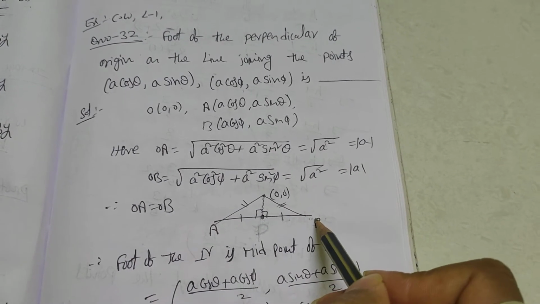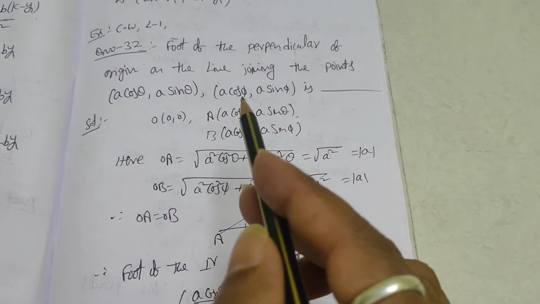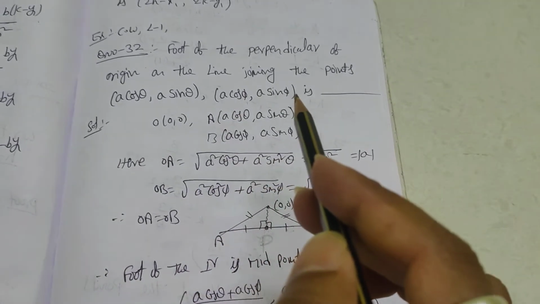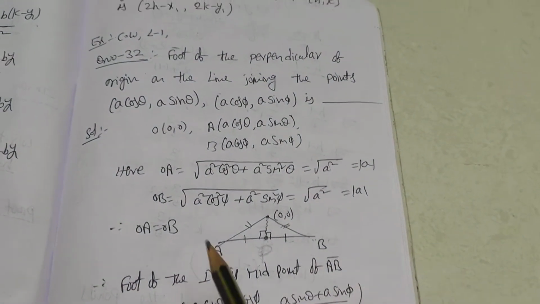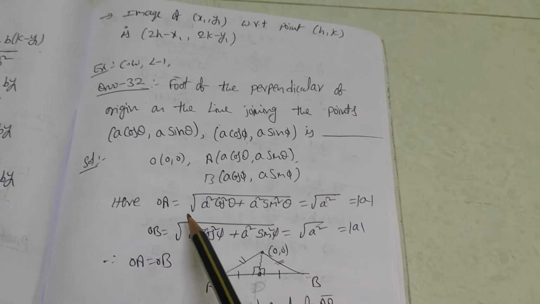So the midpoint of AB means what is that? a cos theta plus a cos phi by 2, a sin theta plus a sin phi by 2. That is the answer. So why are the distances equal? If you go for the distance formula.